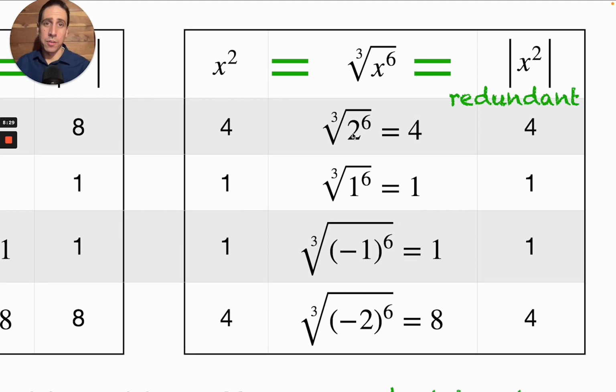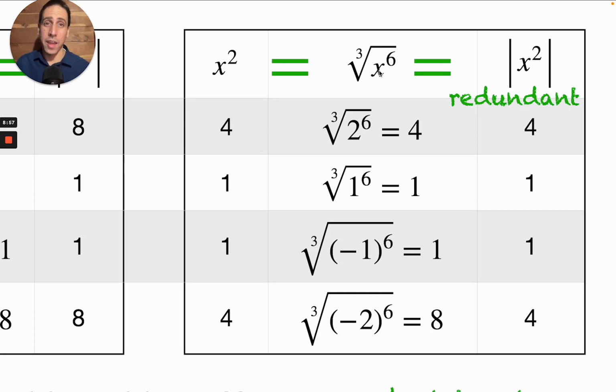So if you're going to take a positive number like 2 and raise it to the 6th power and take its 3rd root, that'd be 4. So 2 to the 6th is 64. The cube root of 64 is 4. Start with 1, end with 1. Start with negative 1, end with 1. Start with negative 2, end with 8. So you could actually use the absolute values here, but it's actually redundant. You don't need to, because the answer is just going to be x squared anyway.